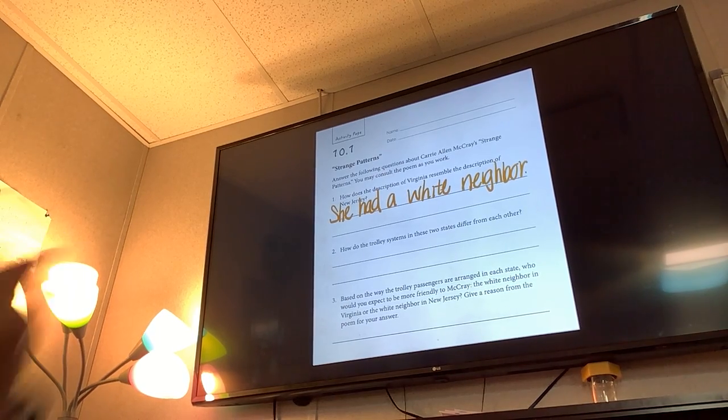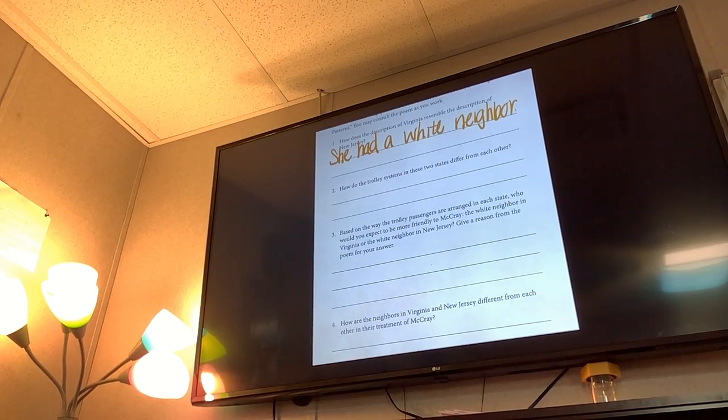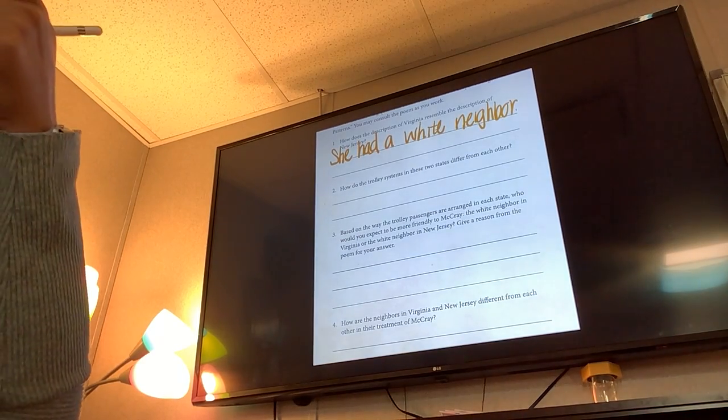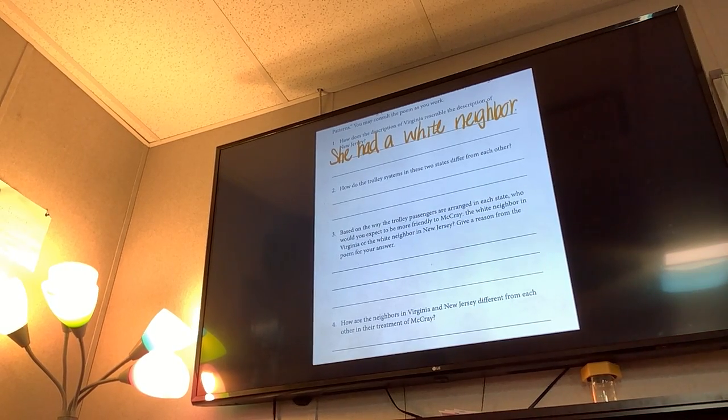Is everyone done writing number 1? Yes. Let's look at number 2. How did the trolley system in the two states differ from each other? Let's go. How did they differ? I know you're going to answer my question, but I literally just gave you the answer. How did they differ? Riding the trolley.